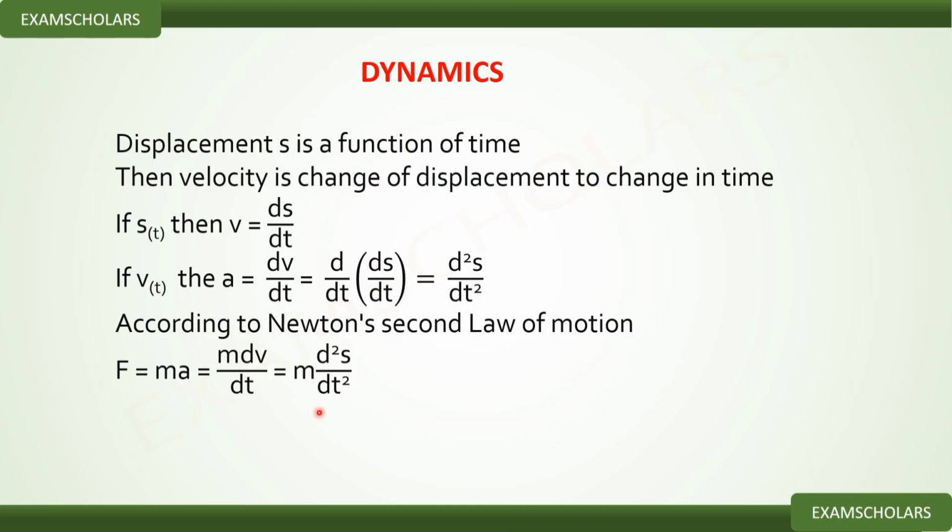If you are talking about rate of change of linear momentum, recall that dv means final velocity minus initial velocity, v minus u, over t, and that is what?